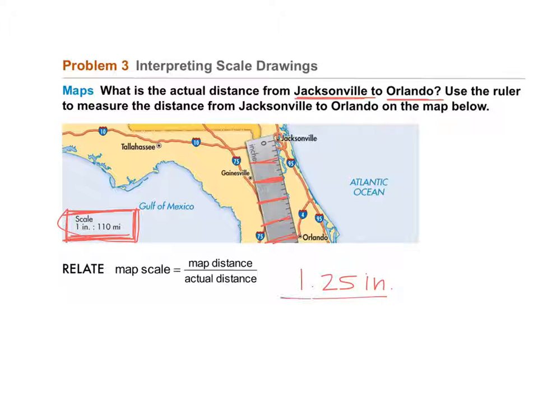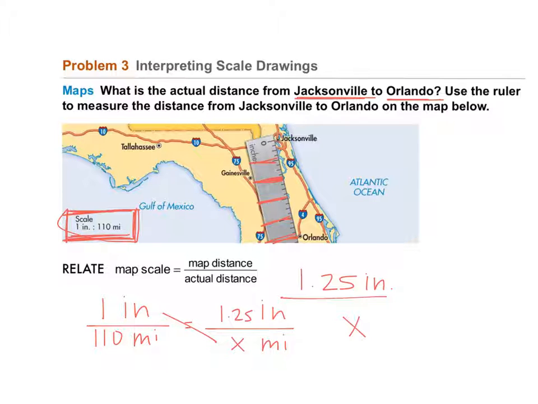Well, we went 1.25 inches, right? So what you're going to do is inches to miles would have to equal inches to miles, right? So if I know 1 inch is 110 miles, then 1.25 inches has to be some number of miles. What do you do from there? You cross multiply. So we're going to do 1 times x is just x. And then 110 times 1.25 is 137.5.